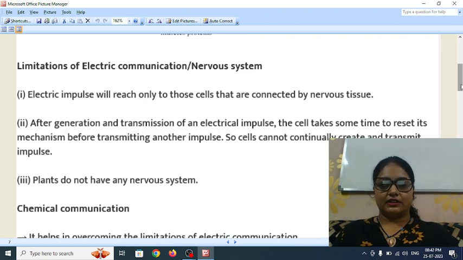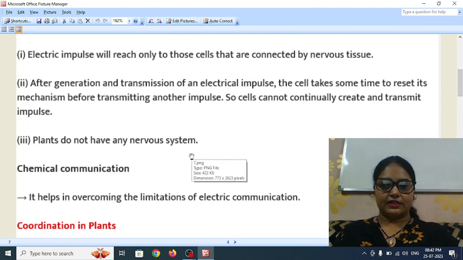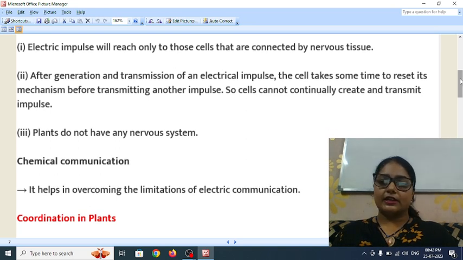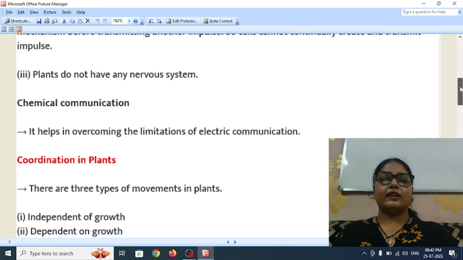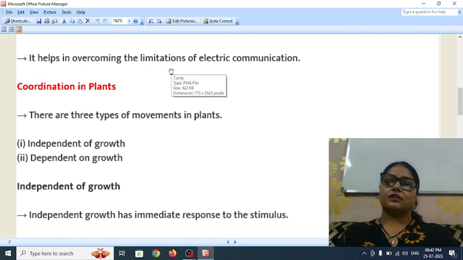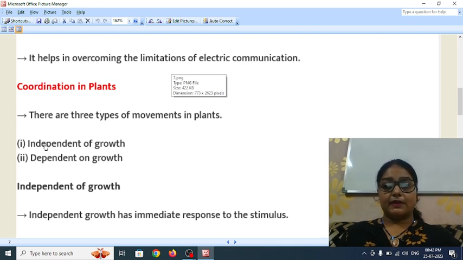The plant, as you know, does not have any nervous system. Chemical communication helps to overcome the limitations of the electric communication. The electric communication is further transmitted into the chemical. So finally, we are sending the message with chemical signals. The chemical signals have good transmission speed and coordination in the plant.